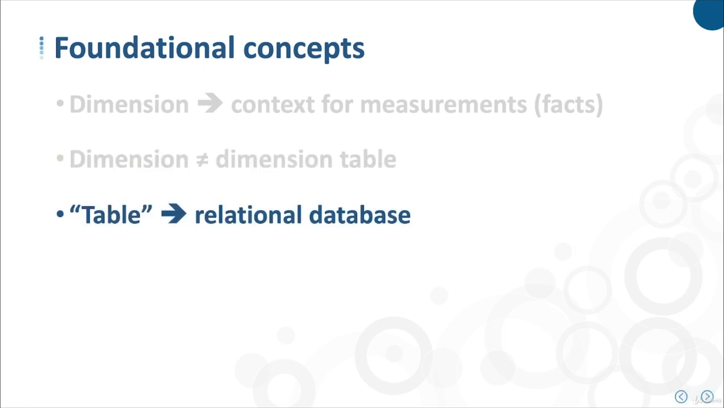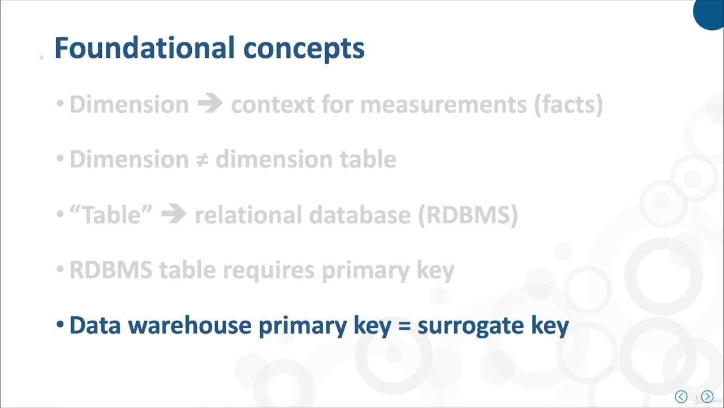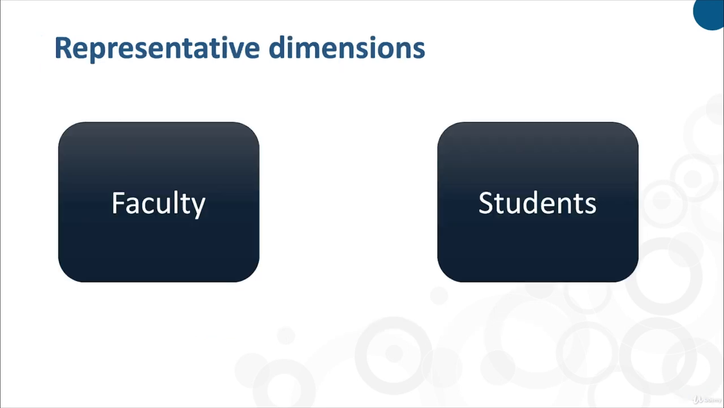When we refer to a table, we specifically mean a relational database being used for our data warehouse. And again, in a relational database, as we saw in a previous video, each row of data requires a primary key that's unique to uniquely identify the data in that row. And then in data warehousing, our best practice, our basic guideline, is to use surrogate keys rather than natural keys for the primary keys. So let's look at two representative dimensions, faculty and students.